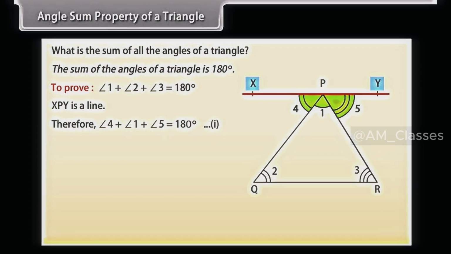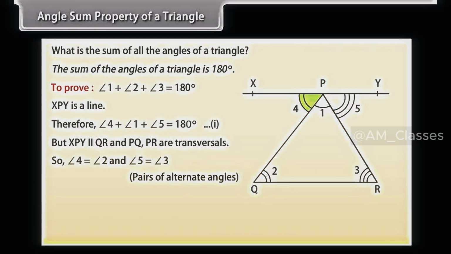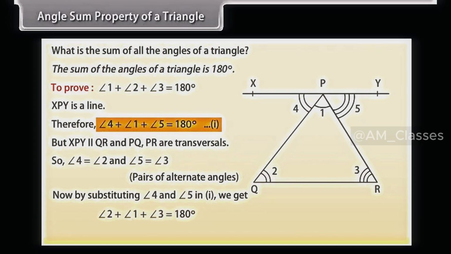Mark it as 1. But XPY is parallel to QR and PQ, PR are transversals. So angle 4 is equal to angle 2 and angle 5 is equal to angle 3 because these are pairs of alternate angles. Now by substituting angle 4 and angle 5 in 1, we get angle 2 plus angle 1 plus angle 3 is equal to 180 degrees. Or we can write it as angle 1 plus angle 2 plus angle 3 is equal to 180 degrees.